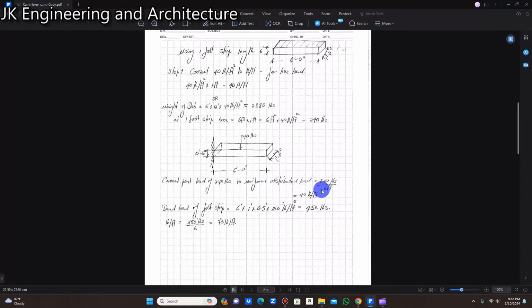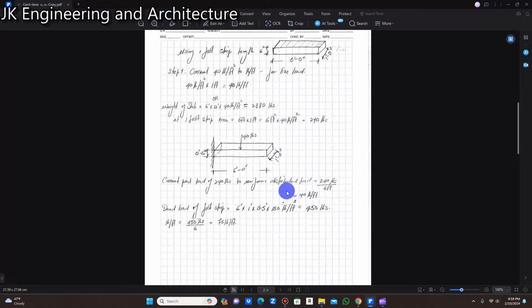Now, so that is for the live load. Now the dead load is going to be the dead load of this 1 foot strip. So the dead load of this 1 foot strip is going to equal 6 feet, which is this 6 feet here, times 1 foot, which is this 1 foot here, times 0.5 foot, which is this 6 inches here, times 150 pounds per cubic feet.